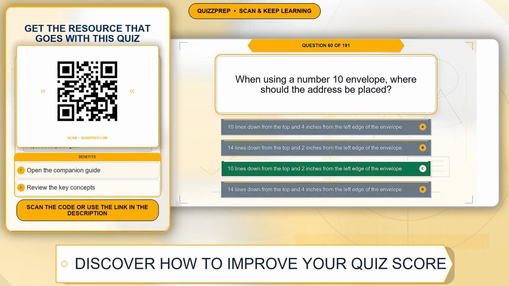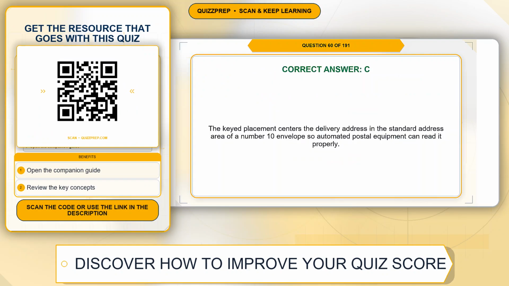The correct answer is option C, 10 lines down from the top and 2 inches from the left edge of the envelope. Explanation. The keyed placement centers the delivery address in the standard address area of a number 10 envelope so automated postal equipment can read it properly.